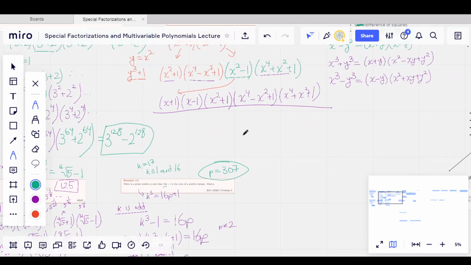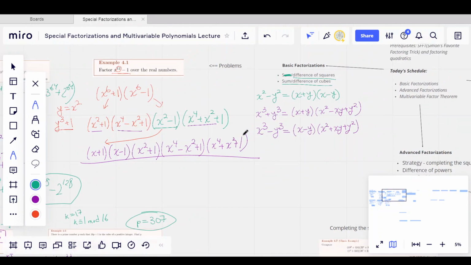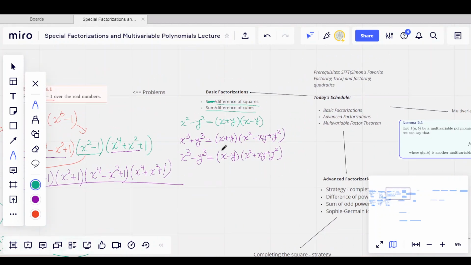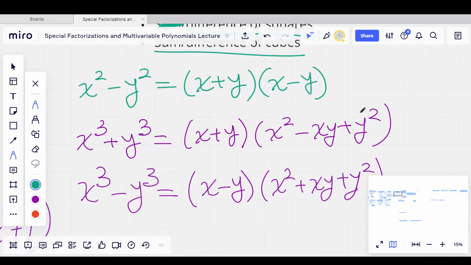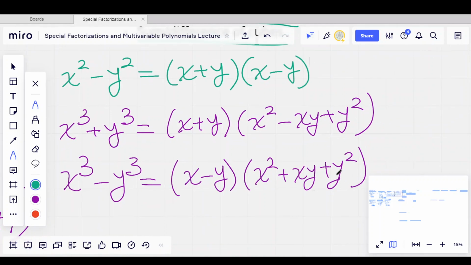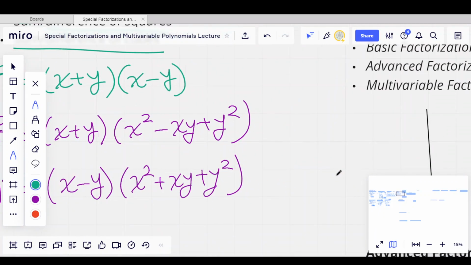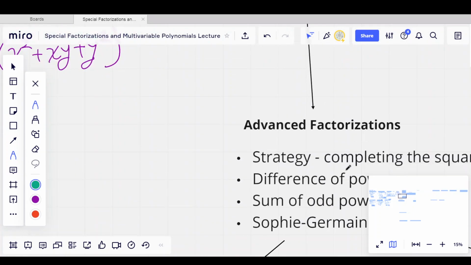Basically, you can just use these 3 factorizations to simplify problems. So these 3 are very useful. In the next 2 sections, we'll talk about more advanced factorizations. Okay, so let's move on to more advanced stuff.